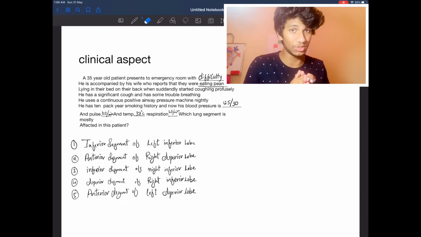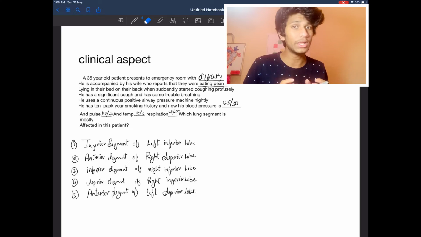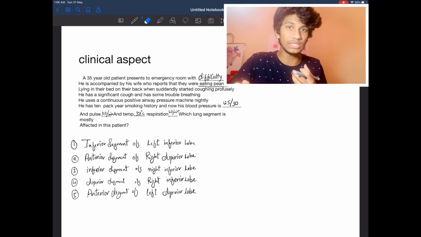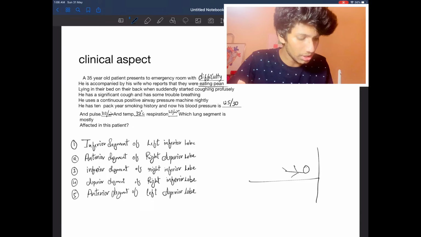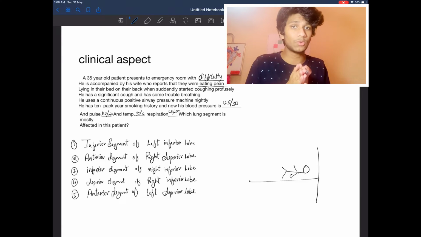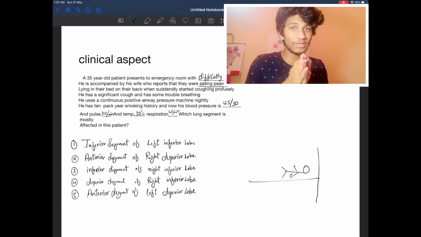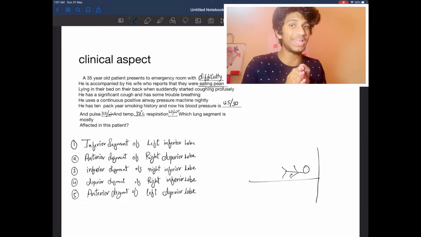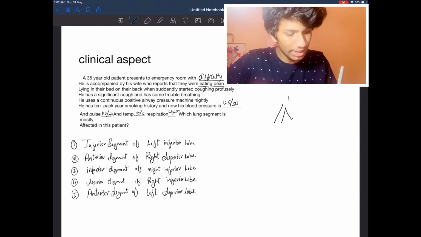A 35-year-old patient in the emergency ward is having a breathing problem. He has difficulty in breathing, and he is accompanied by his wife, who states that he started to cough profusely when he was eating peanuts while resting on his back, that is the supine position. Suddenly he started to cough profusely, and this made him come to the hospital. And we need to know the perfect location of the bronchopulmonary segment which is being affected.